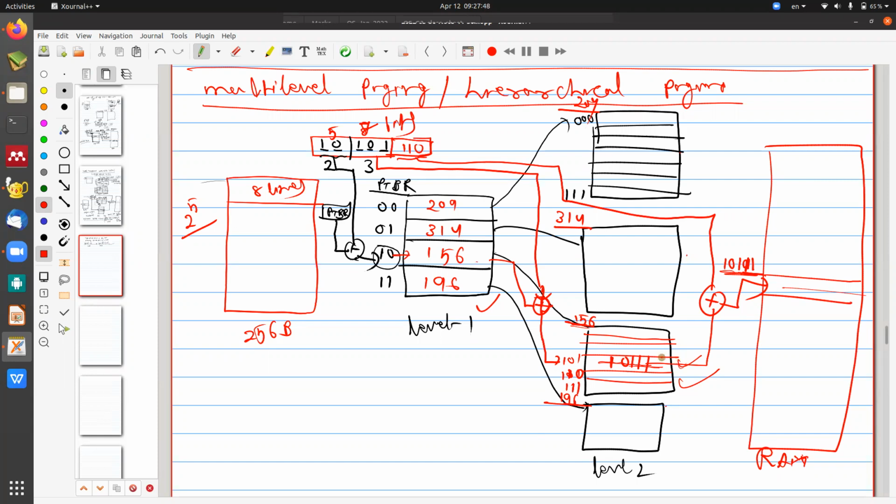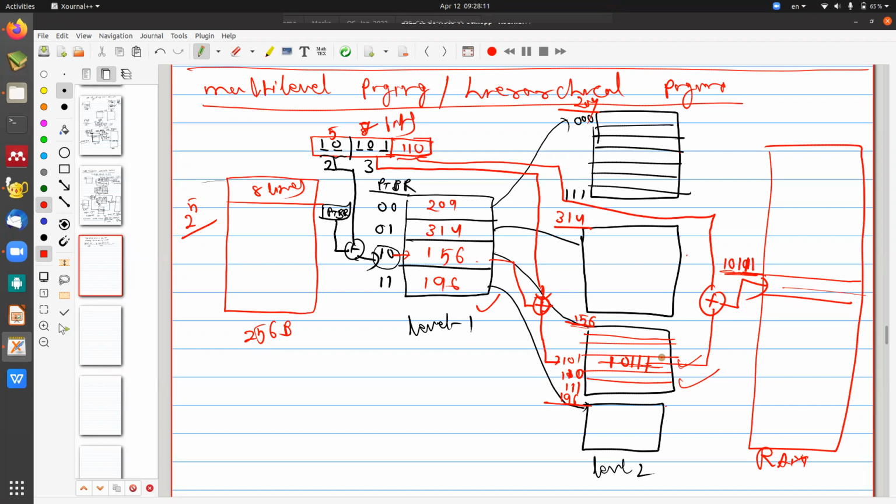Is it beneficial or not? If your RAM size is too less, then this will be more beneficial rather than this. And in a real environment, nowhere is a single page table maintained. Every time multi-level paging is maintained. Yes, ask.